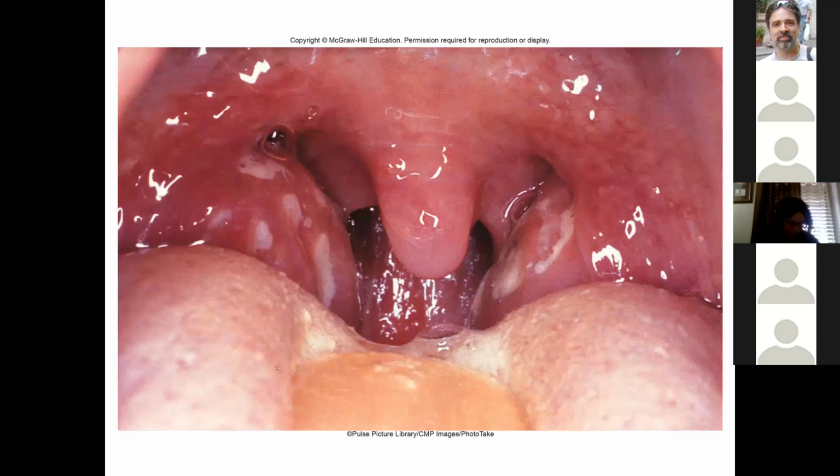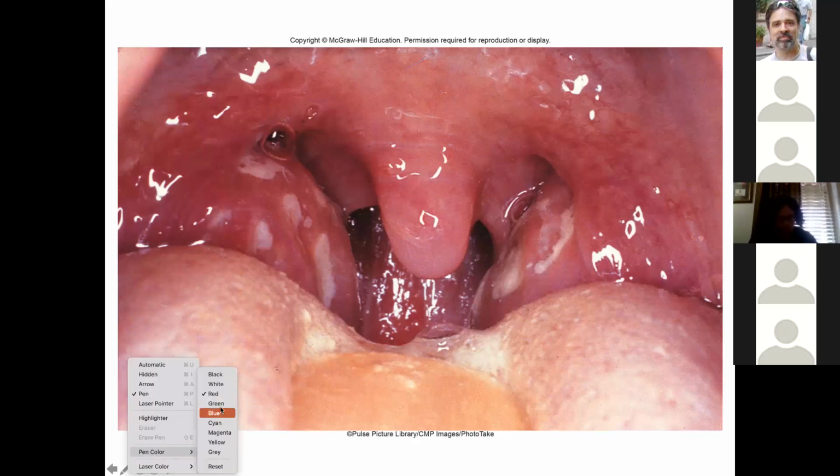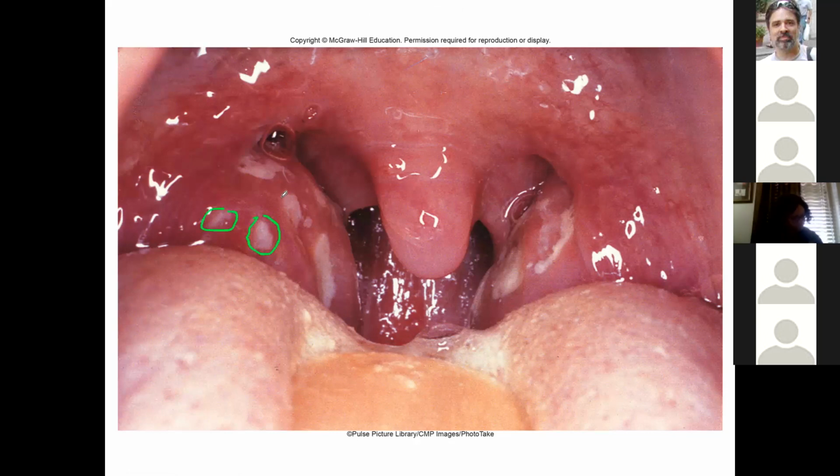You can see here some examples. See the white spots. Let me get a different pen color here. Green. See those white spots? Those are ulcerations, and that is an indication of infection. And this is very painful.